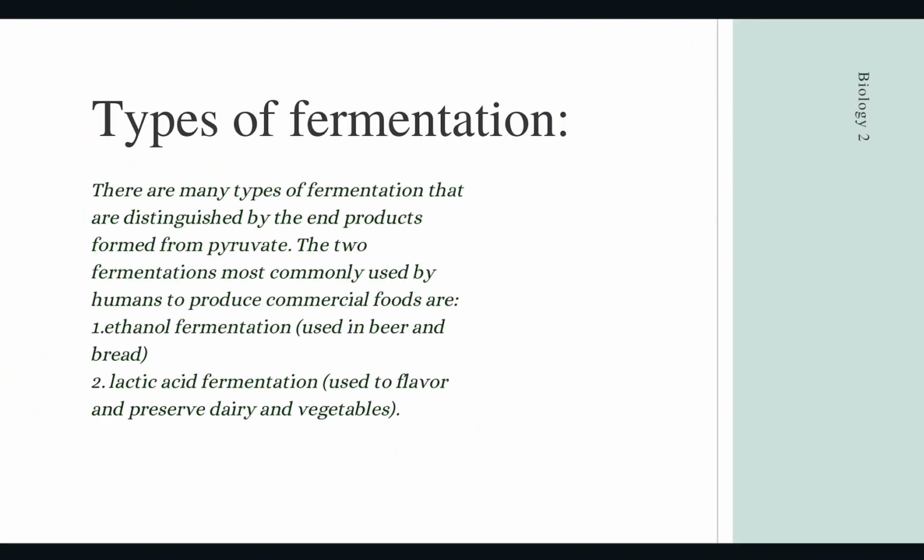Now we have types of fermentation. There are many types of fermentation that are distinguished by the end products formed from pyruvate. The two fermentations most commonly used by humans to produce commercial foods are number one, ethanol fermentation, which is used in beers and bread, and number two, lactic acid fermentation, which is used to flavor and preserve dairy and vegetables. You can see cheese as an example.